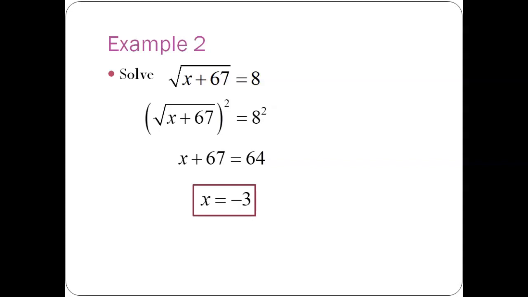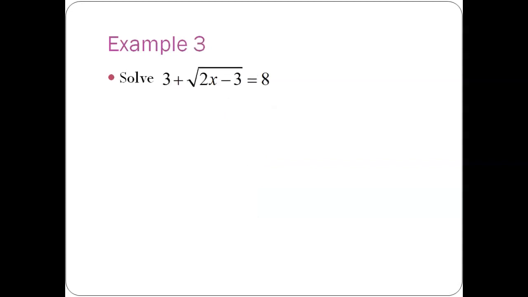All right, let's do some examples where the square root is not by itself to start. So we have 3 plus the square root of 2x minus 3 equals 8. So first step is to get the square root by itself. So that means the 3 that's out in front there needs to be taken away. So we'll subtract 3 from both sides. That's going to leave me with the square root of 2x minus 3 equals 5.